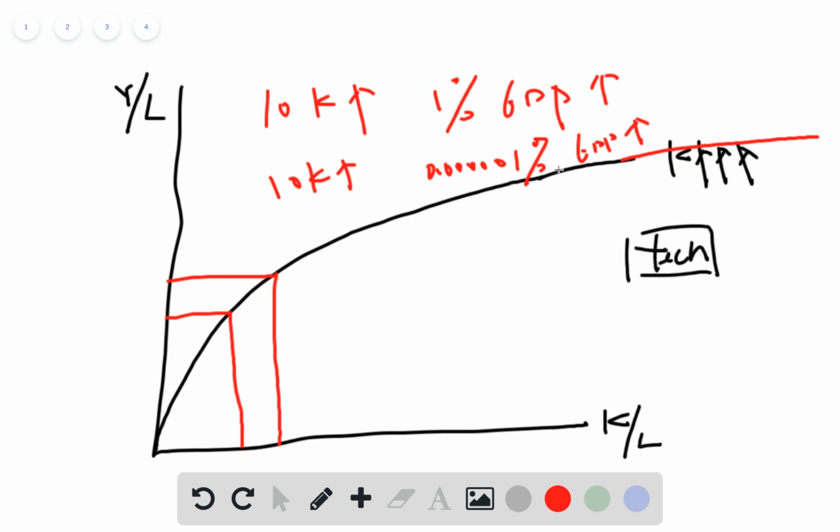So basically, if there's no technology improvement, increasing only the capital in the production process will lead to very little GDP growth. As a result, it's a bad thing for the economy.